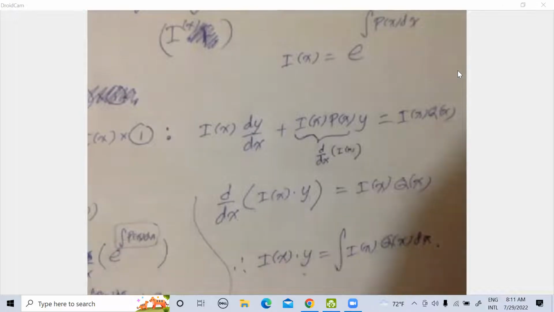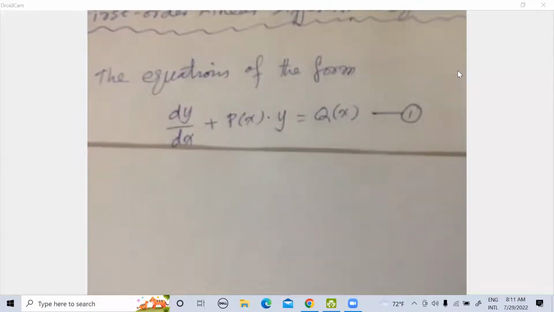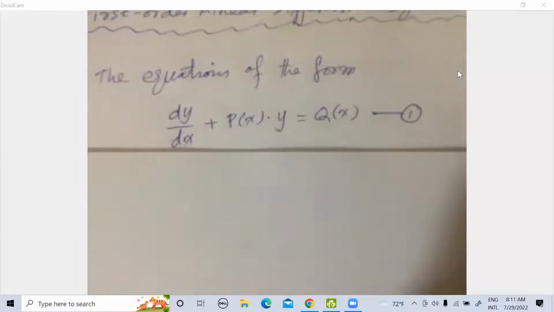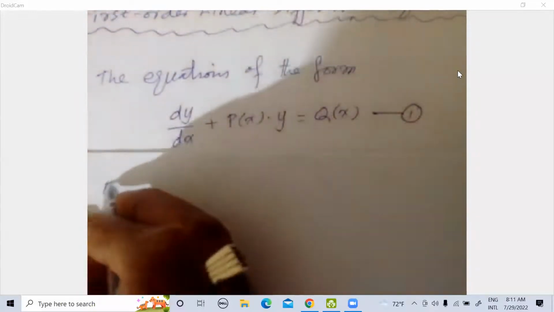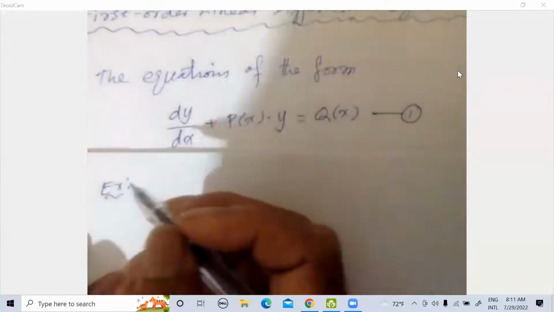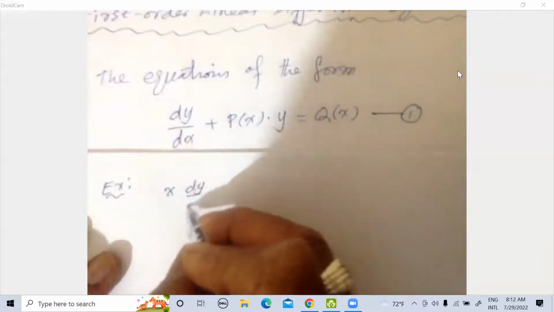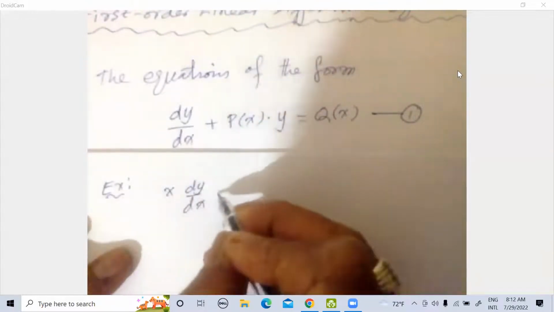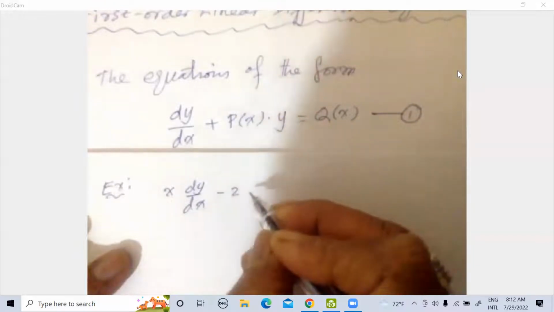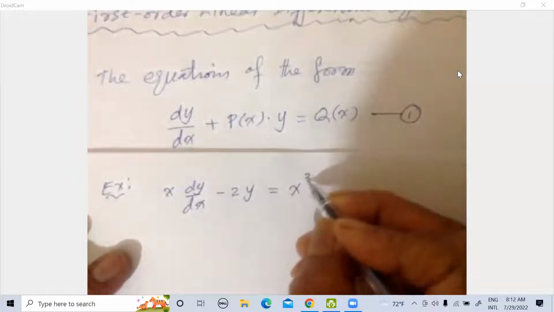Now, it's a complicated sounding thing, so let us do an example, to solve first order linear differential equations. First example, we will do a few. x dy over dx minus 2y is equal to x cubed e to the x.